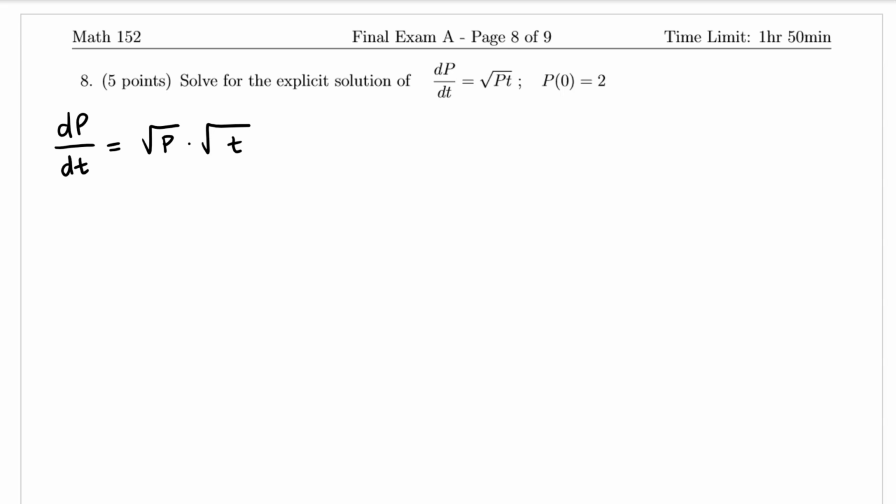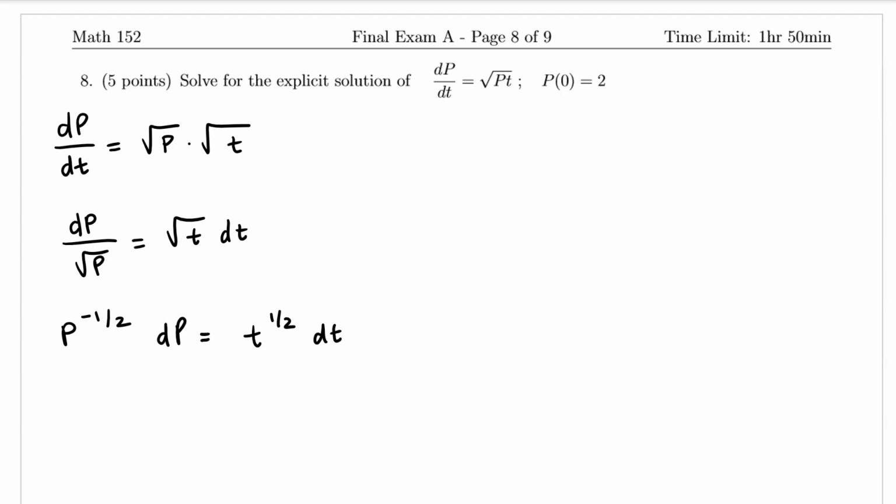So I want to move around the sides, and this is going to give me dp over the square root of p is equal to the square root of t times dt. I'm going to rewrite this on both sides so that it's easier to integrate, and I can end up using the power rule. So I'm going to have p to the negative 1/2 power dp is equal to t to the 1/2 power dt.